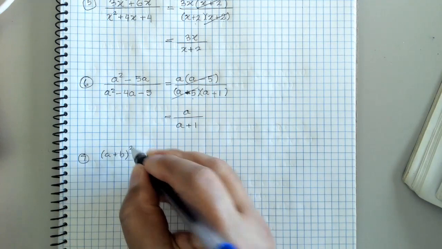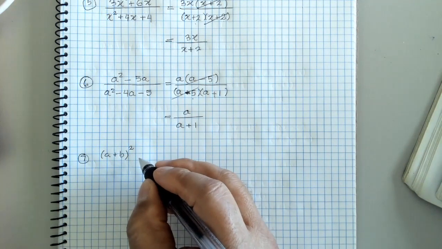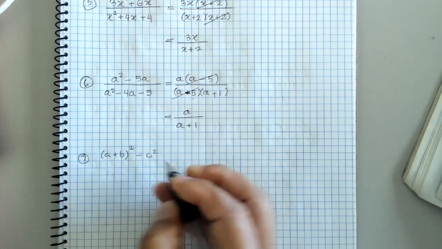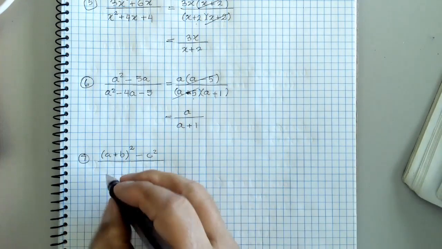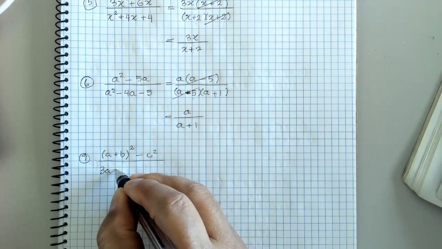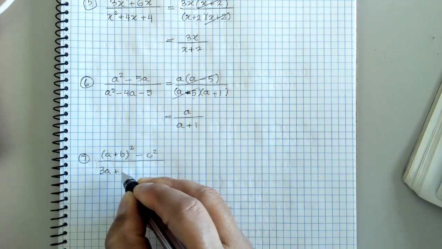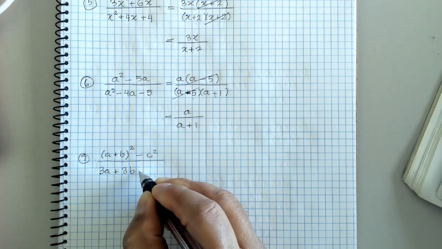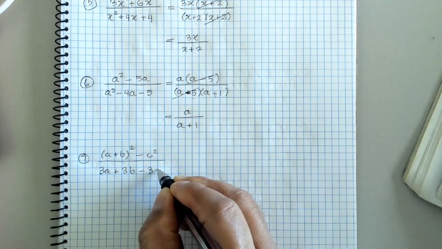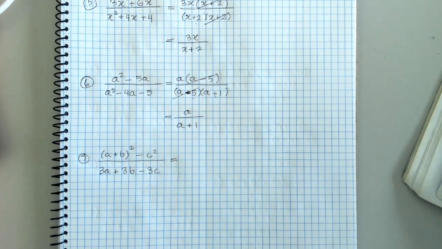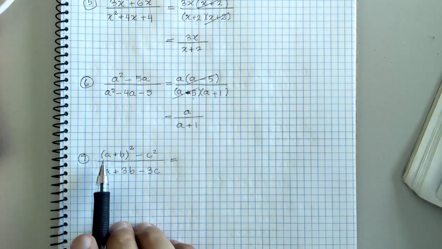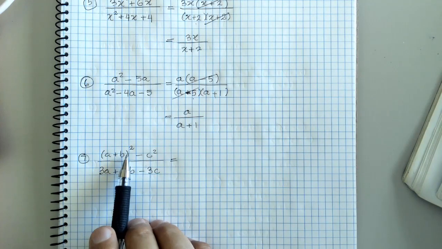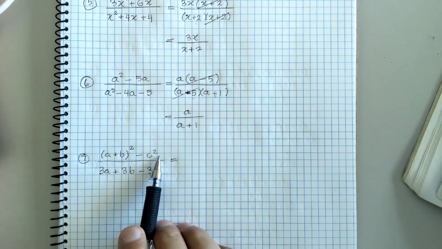Let's say that you got a plus b squared minus c squared, then divided by 3a plus 3b, then minus 3c. Right. Okay, let's see. In here, we have one square minus another square.